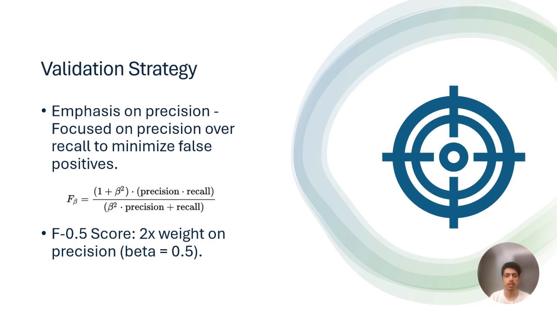The models that were used in this project were focused on precision over recall to minimize false positives. Precision ensures that predicted new routes are highly likely to be profitable, and therefore an F0.5 score was used to place 2 times more emphasis on precision rather than recall. This reflects the importance of accurately predicting profitable routes over capturing all possible new routes.